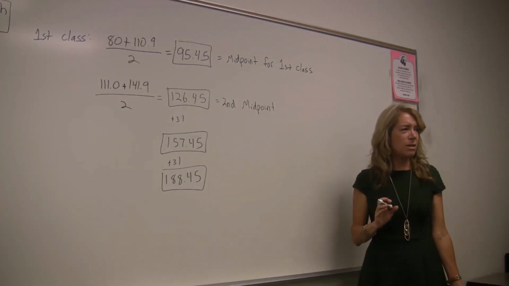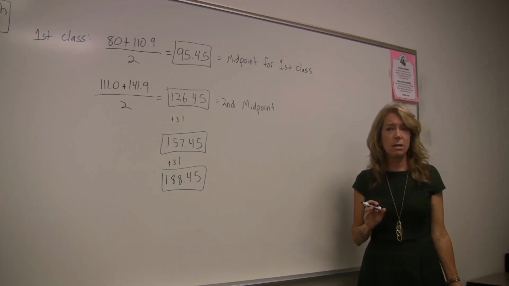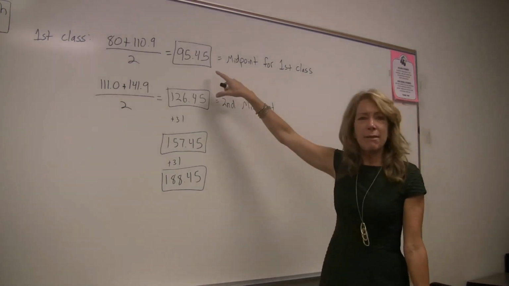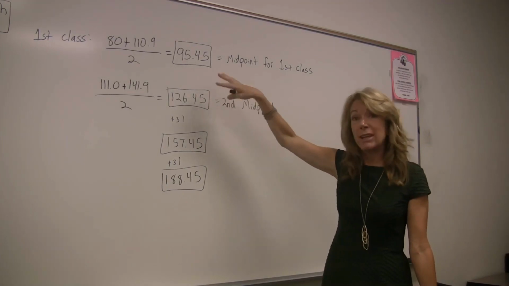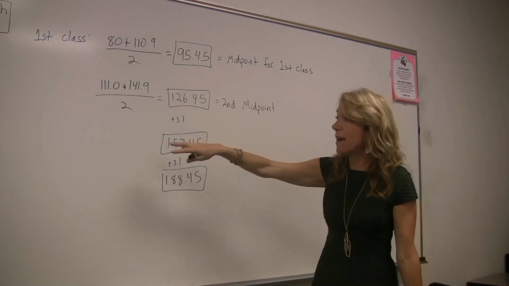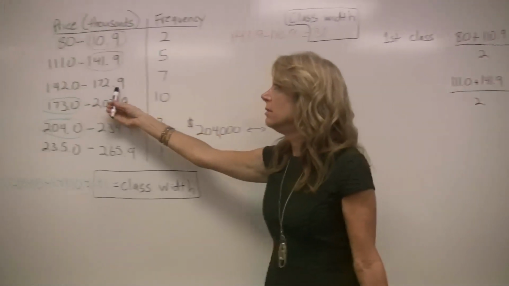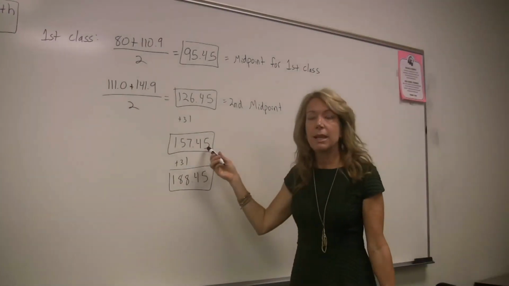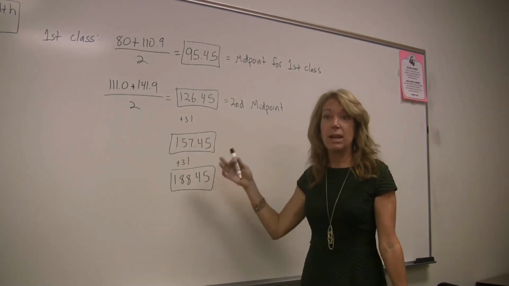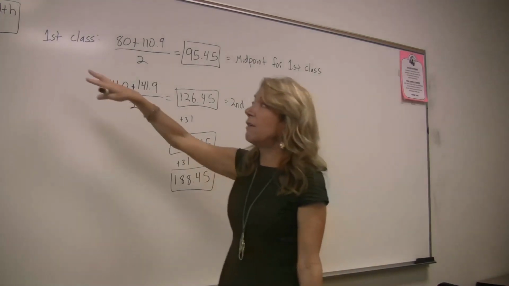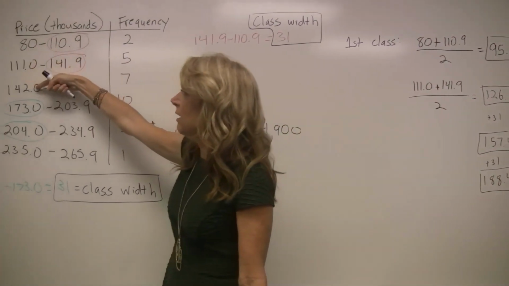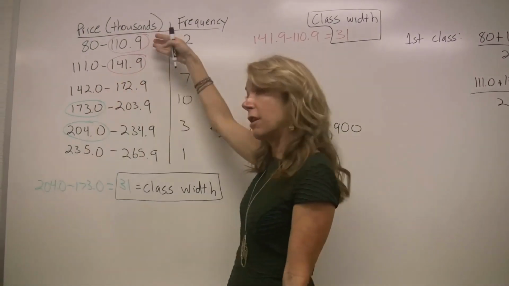Is there anyone that wants to know why I'm adding 31? Yes, you want to know? Okay. You okay with how I got these two though? Okay, so we could keep doing that. If I average these two, you could check me, you would get this number. And if you average the next ones, you'd get this number, and so forth. But because we already found that the class width was 31, we add 31 to get to here, and here, and here, and so forth on this side.